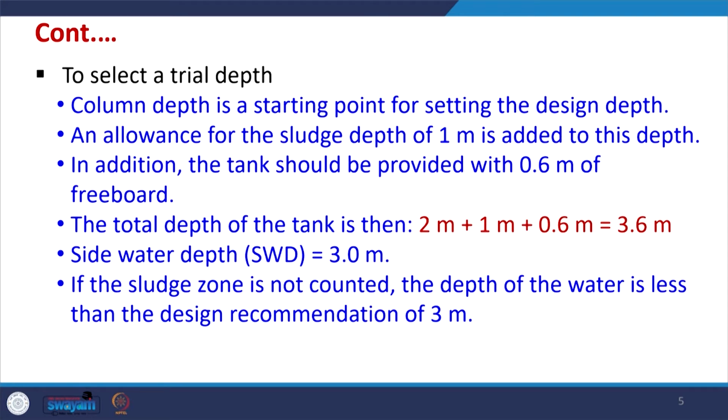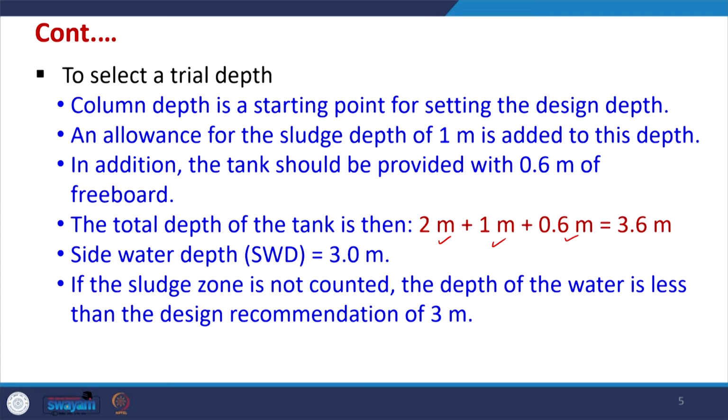The column depth is a starting point for designing the settling basin. An allowance for sludge depth of 1 meter is recommended. In addition, the tank should be provided with 0.6 meter of freeboard above, so that also has to be taken care of. Since the depth was 2 meter for the column and we may start from there itself, overall it becomes 2 meter, 1 meter, 0.6 meter.